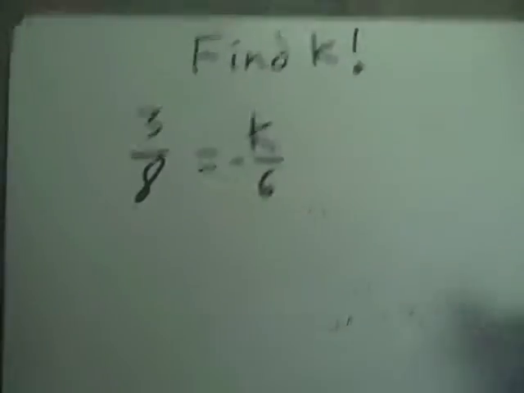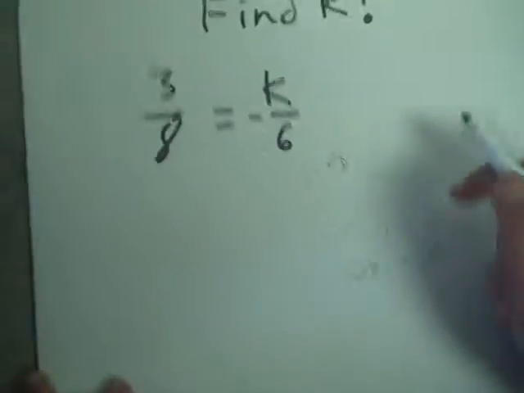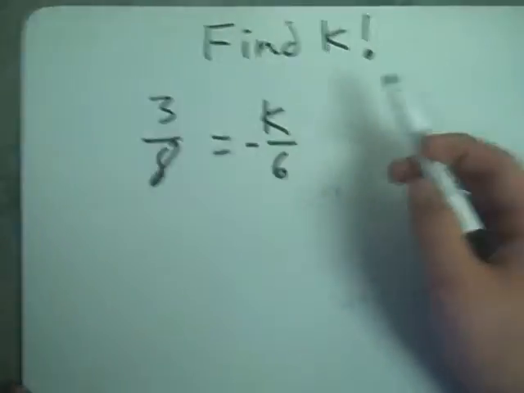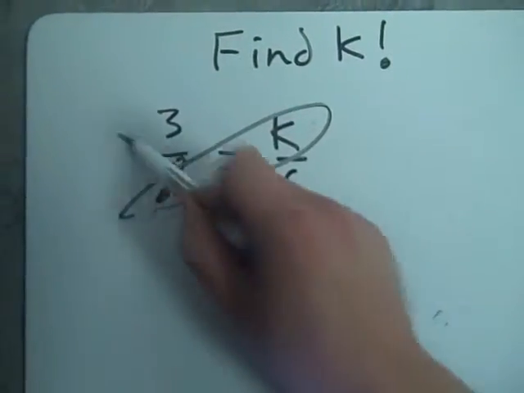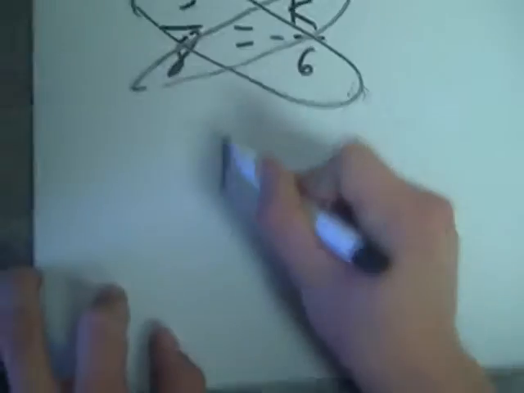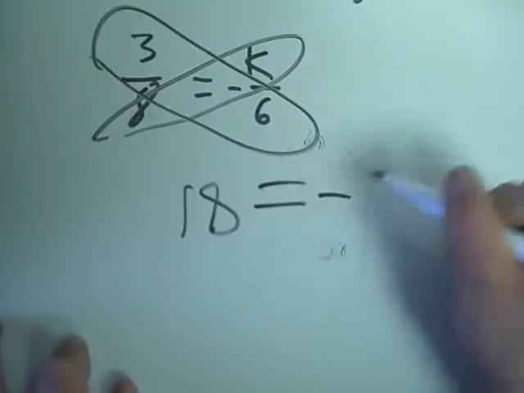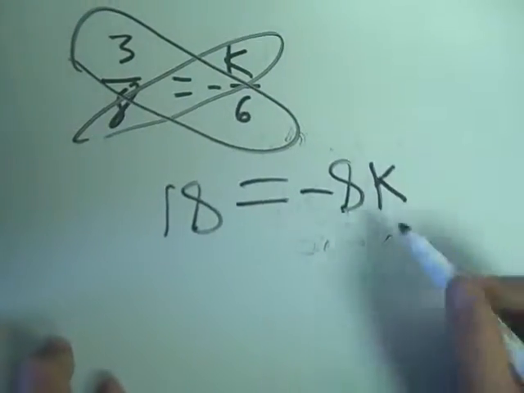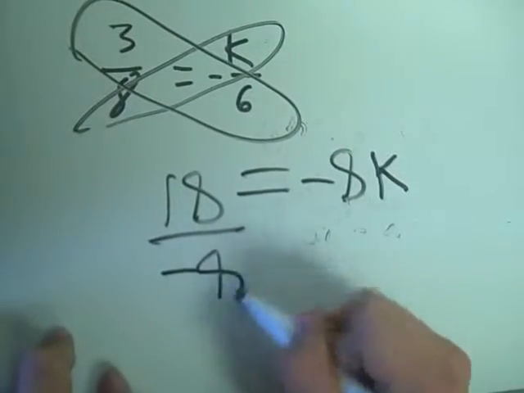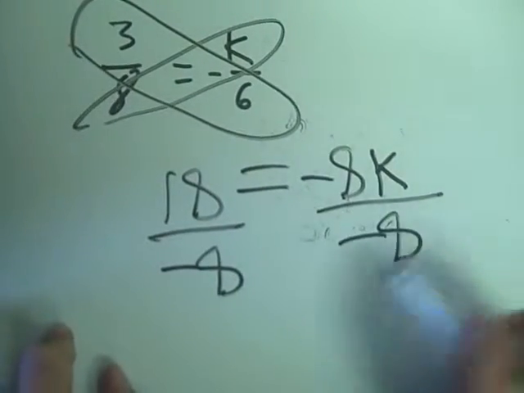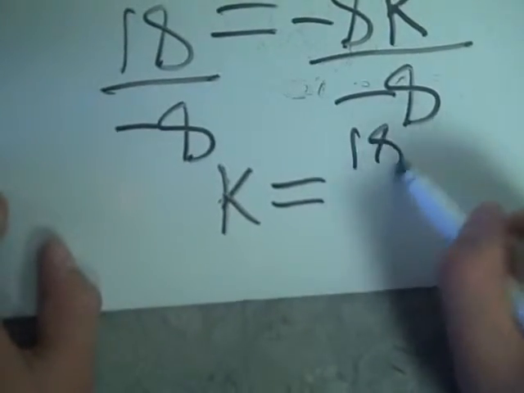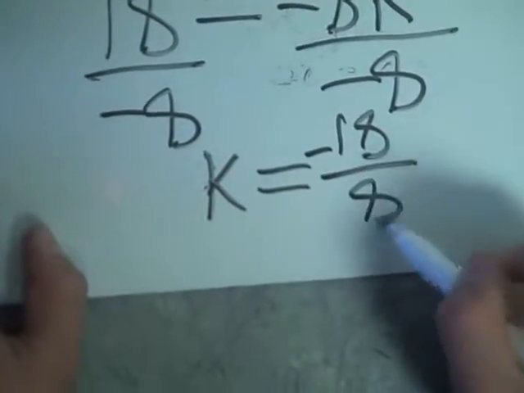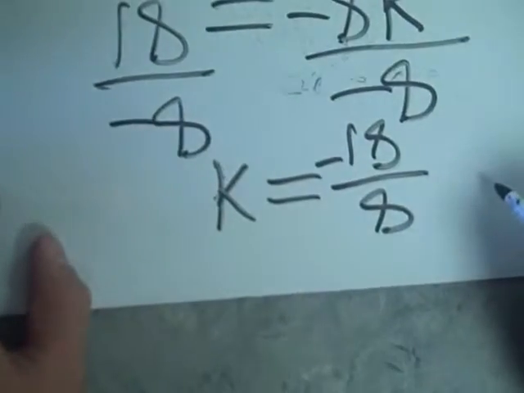So then, since we're making them inconsistent, we know that the slopes have to be equal to each other. So once we set them equal, we can cross multiply. And we find that 18 is equal to negative 8k. Then we divide 18 by negative 8 and negative 8k by negative 8 to find that k is equal to negative 18 over 8. Can that be simplified?